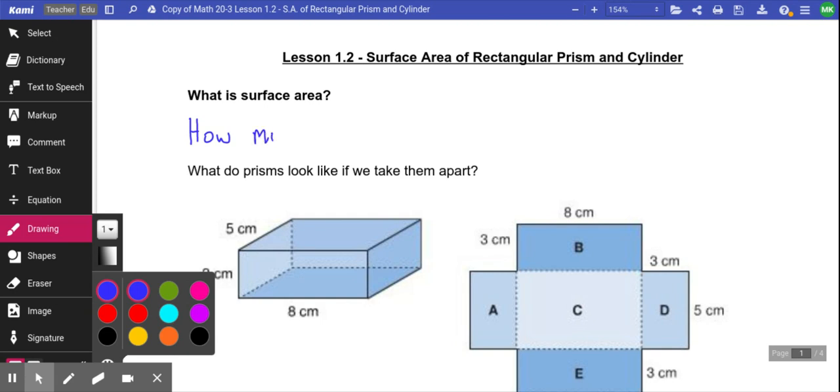How much, I'm going to say just space it takes to cover a surface.